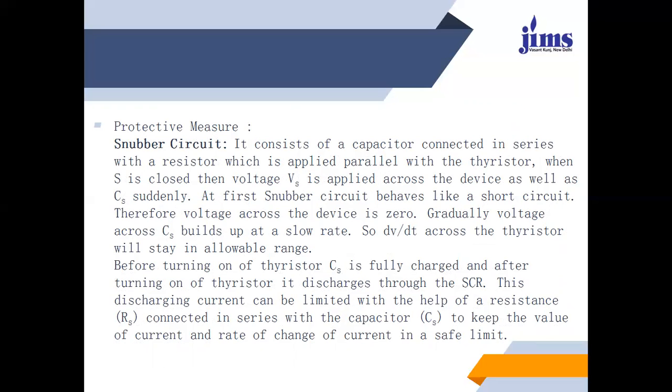Before turning on the thyristor, Cs is fully charged, and after turning on the thyristor, it discharges through the SCR. This discharging current can be limited with the help of a resistor connected in series with the capacitor Cs, to keep the value of current and rate of change of current in a safe limit.